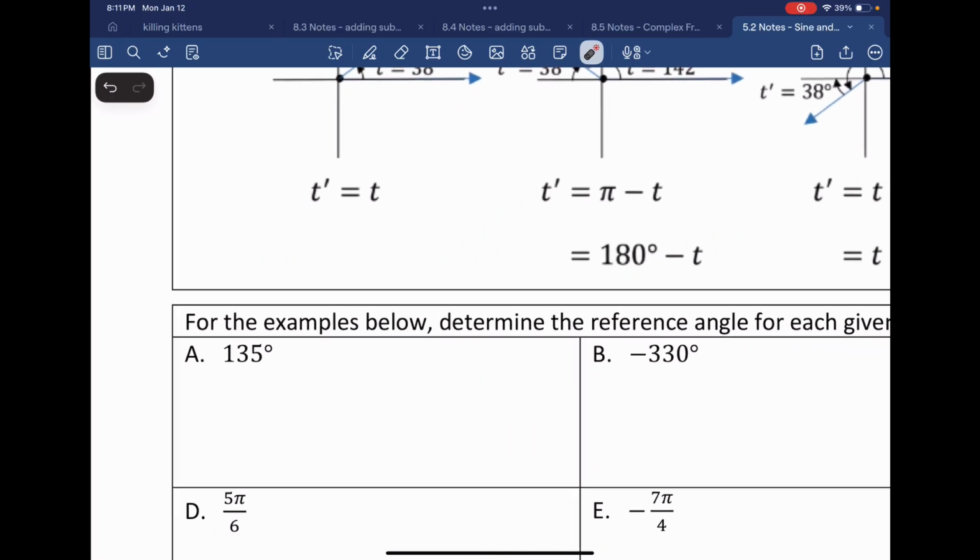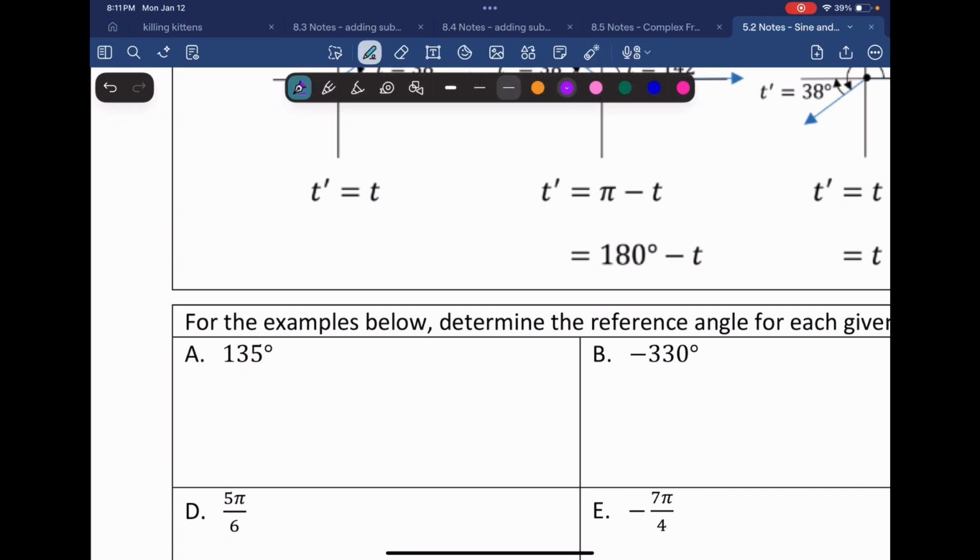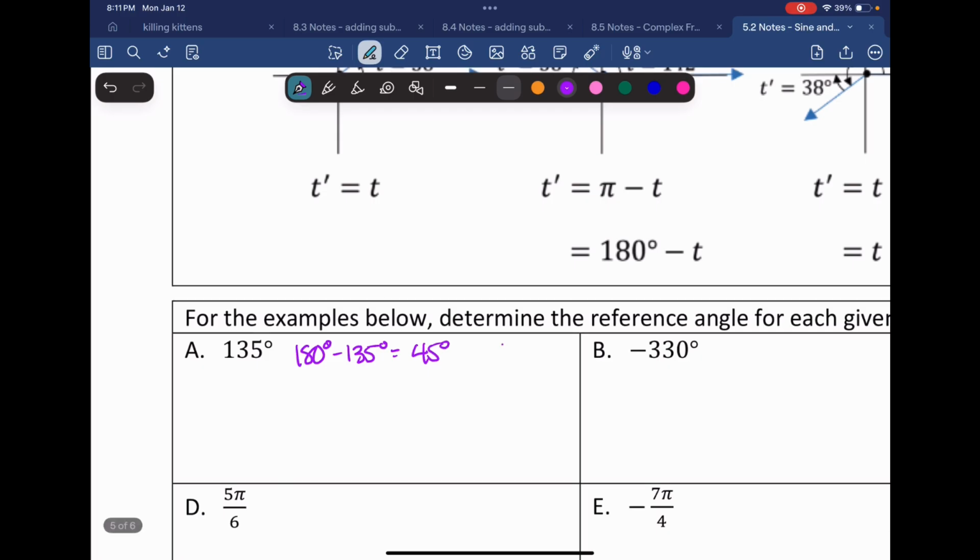So 135 falls between 90 and 180, so I'm going to do 180 minus 135. That is 45 degrees. Well, 135 is in quadrant 2. So the reference angle is 45 degrees.